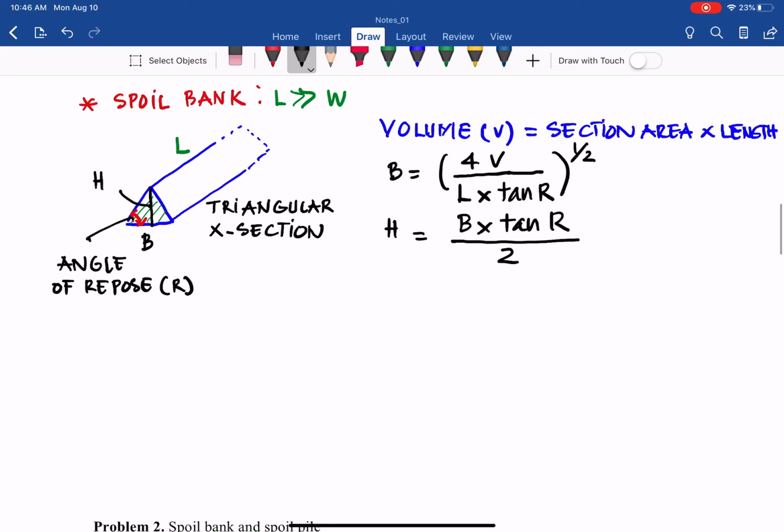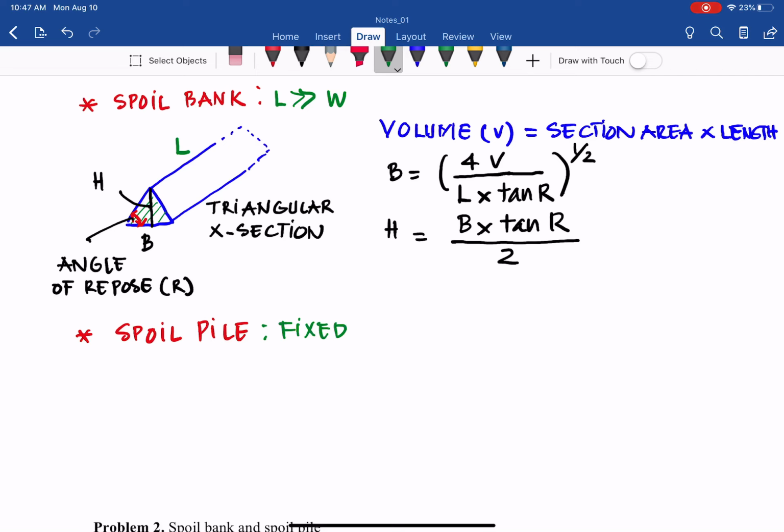The second type of volume we normally do for buildings, which we call vertical construction, is the spoil pile. In this case, we apply it for a fixed location and conical shape.